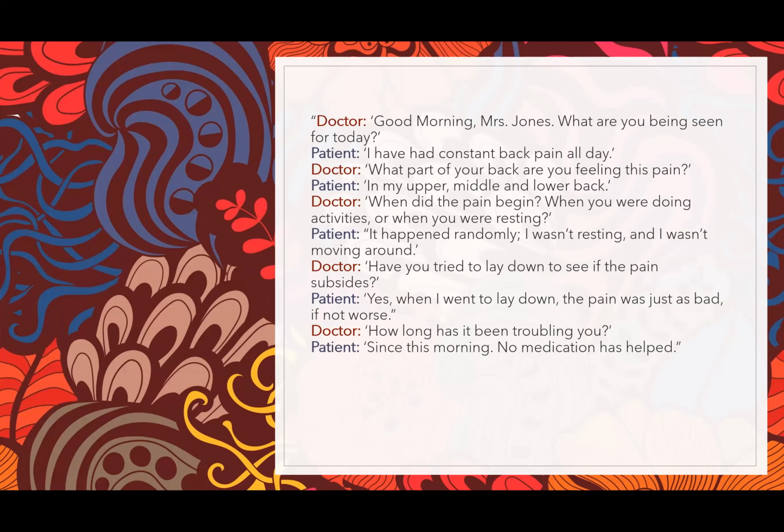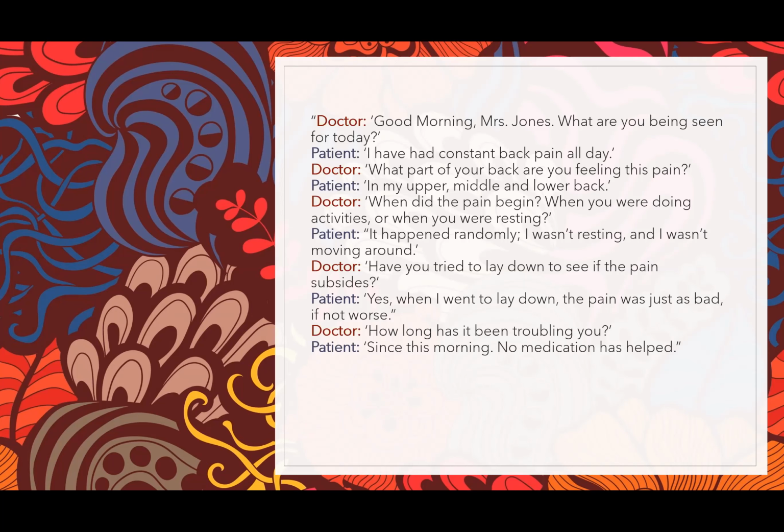For my scenario, this goes as follows. The doctor: Good morning, Mrs. Jones. What are you being seen for today? The patient: I've had constant back pain all day. The doctor: What part of your back are you feeling this pain? The patient then responds, in my upper, middle, and lower back. The doctor then asks, when did the pain begin? When you were doing activities or when you were resting?